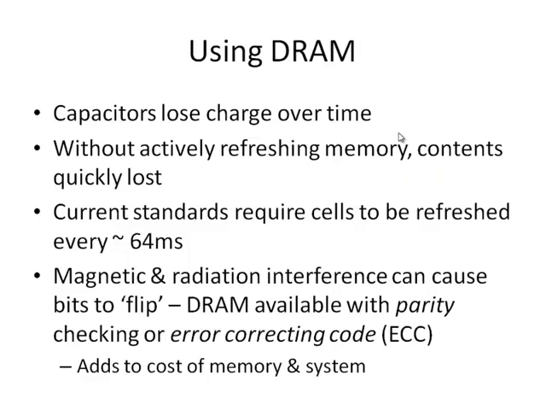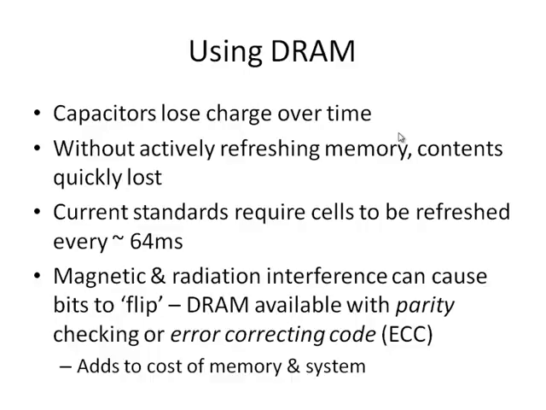There are some problems with DRAM, however. Capacitors lose charge over time, and the very small capacitors that are created in silicon chips lose their charge quite rapidly. So the memory cells need to be refreshed, so we need to put more electricity in just to keep the capacitor contents the same as they are. And the current standards for DRAM typically require memory cells to be refreshed every 64 milliseconds.